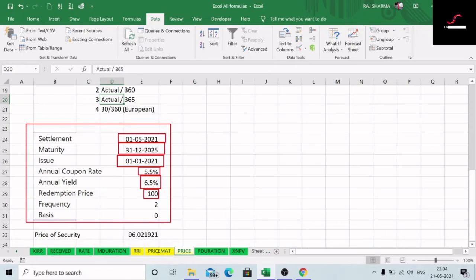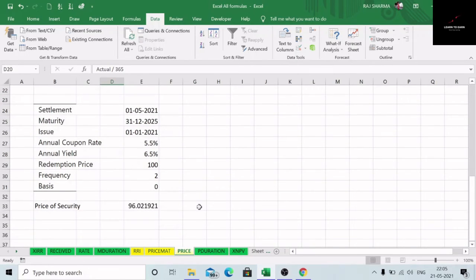Redemption price is 100. That means generally bonds are issued at a discount. So the redemption price will be the final face value, which will be 100, generally for G-Secs. And the coupon payment frequency is semi-annual, 2. And the day count convention we are using is 30 by 360. So let us work out the price of the security.